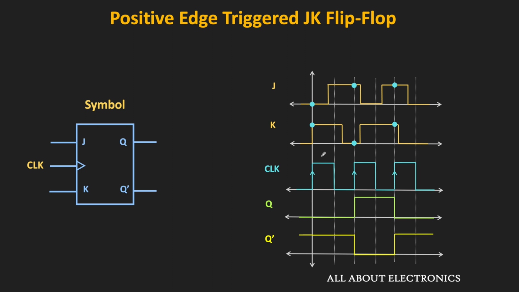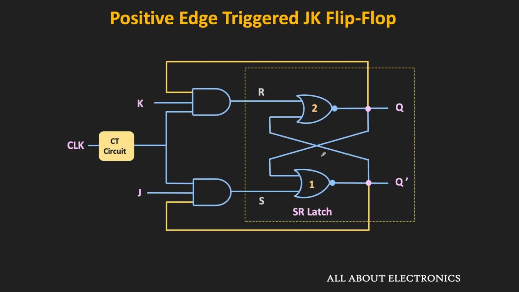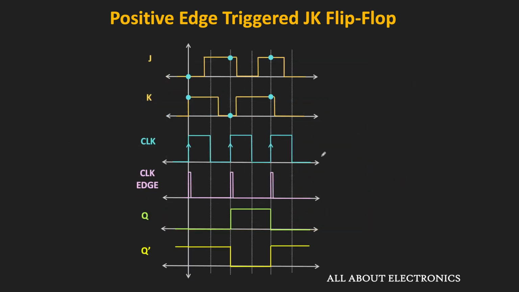Now if this flip-flop is designed using the gated latch along with the clock transition circuit, then at every clock transition, this clock transition circuit will generate narrow pulses. And due to that, this latch will get enabled only for a very small duration.